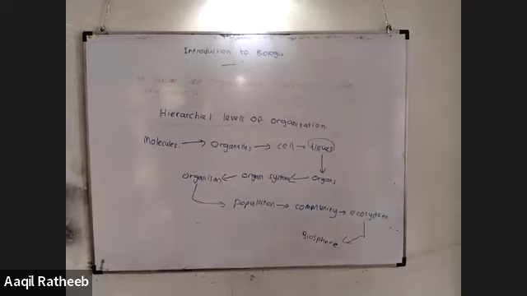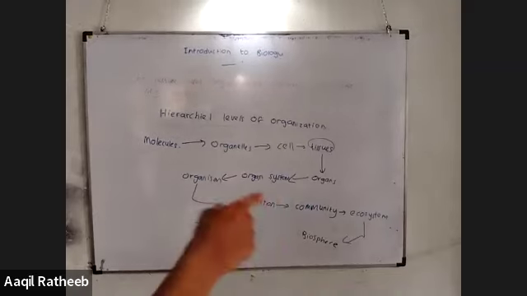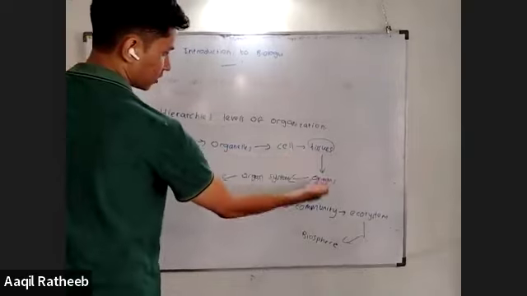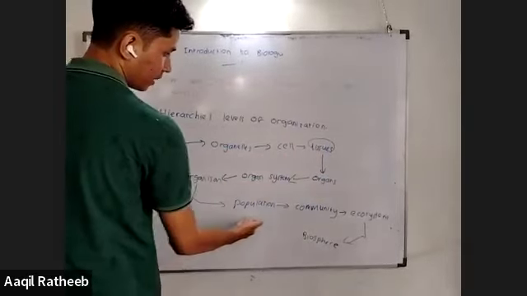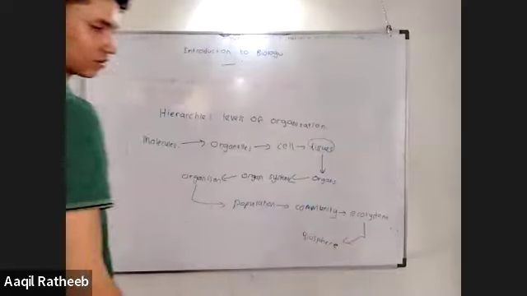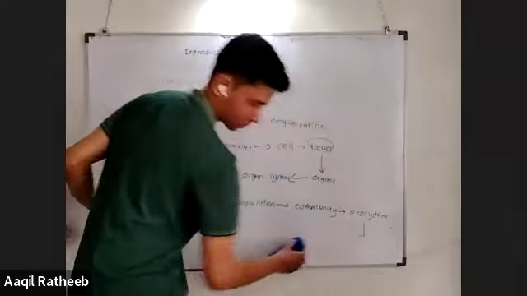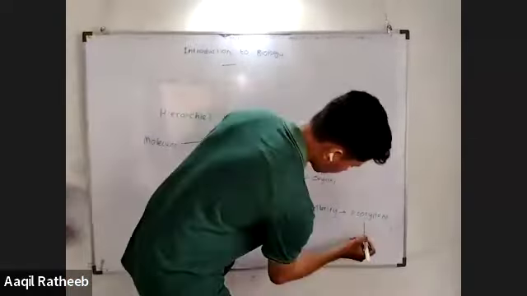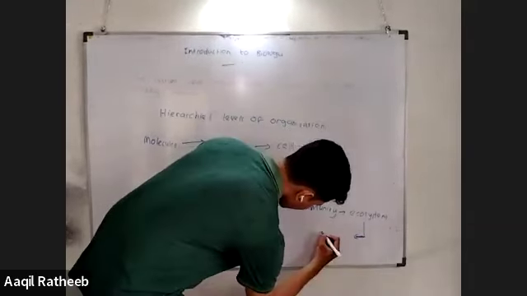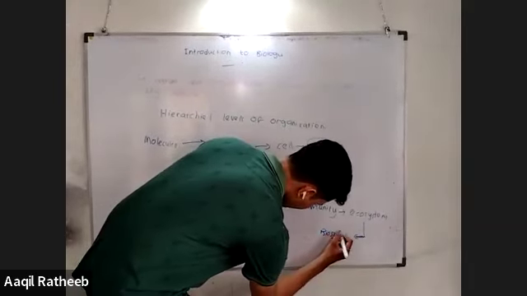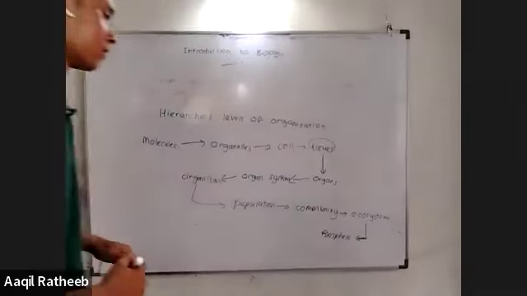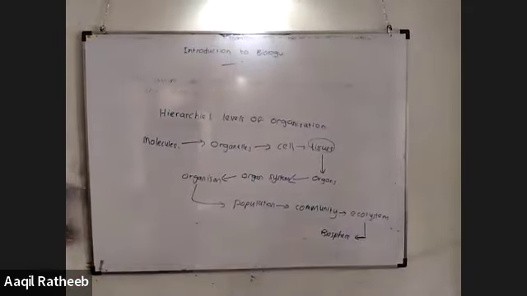You have to know this whole part. You have to memorize it. It goes like this: molecules, organelles, cell, tissue, organ, organ system, organism, population, community, ecosystem, biosphere. Okay, take a screenshot.